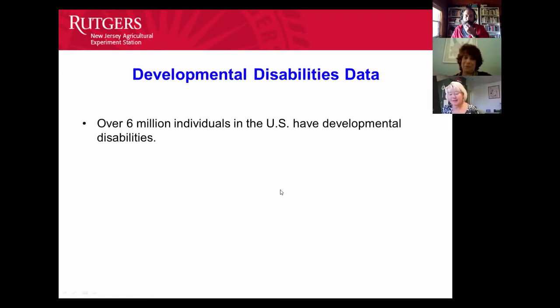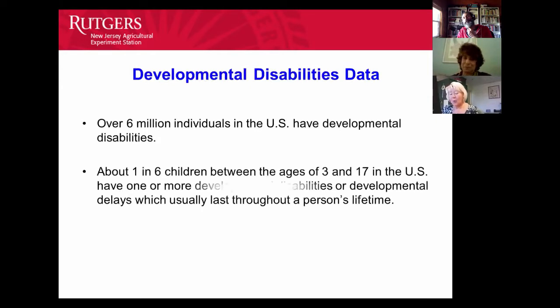According to the Centers for Disease Control and Prevention, over 6 million individuals in the U.S. have developmental disabilities. And about 1 in 6 children between the ages of 3 and 17 in the U.S. have one or more developmental disabilities or developmental delays, which usually last throughout a person's lifetime.